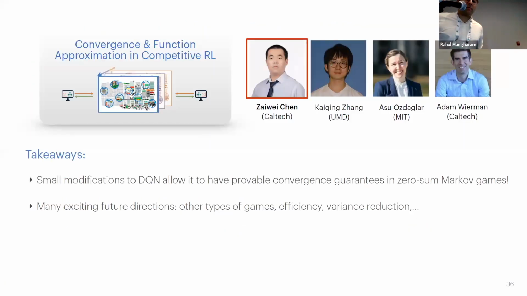Great. So that brings me to the end of my talk. The takeaways are that really small modifications to DQN allow it to have provable convergence guarantees in zero-sum Markov games. And I think there are a lot of very exciting future directions that we can build on, including getting this to work in other types of games, and really thinking about efficiency. We know there's nothing optimal in the rate that I proved. It's just a proof that it does converge. Ideas of variance reduction, and really building in all the heuristics that people often use in practice, to show how to do this in an optimal and efficient way.